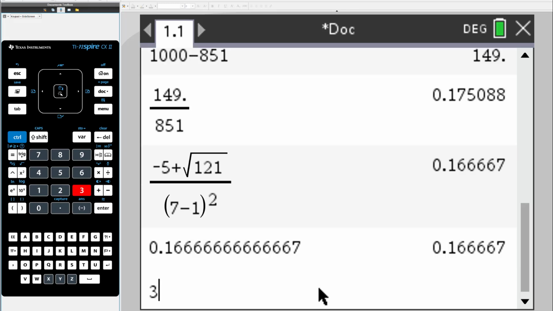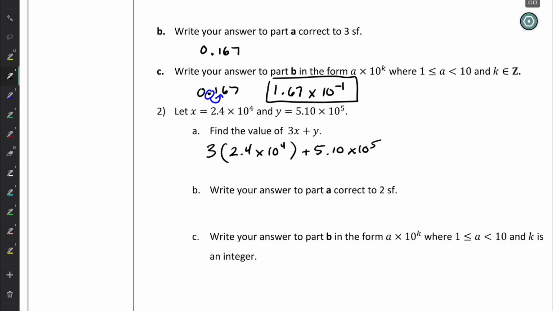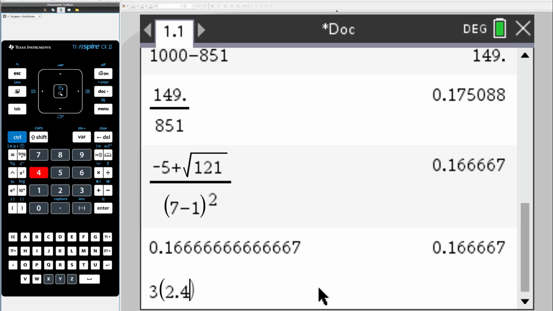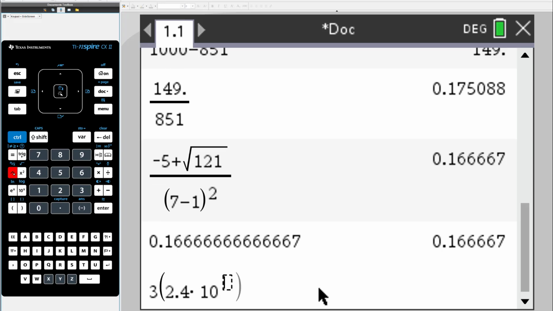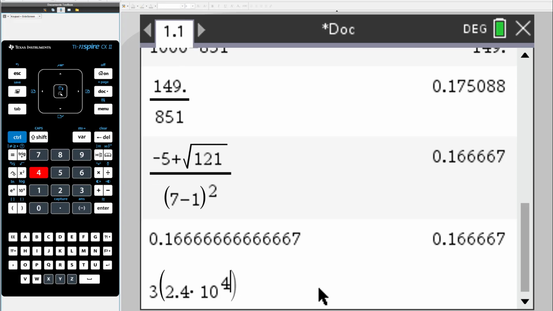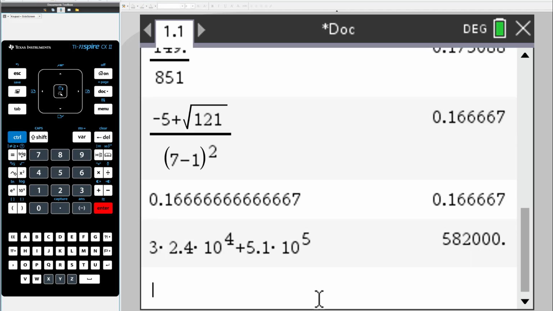Start with a new fresh line, 3, open up the parentheses, 2.4 times 10 to the 4. To get to the exponent, press the caret button. It's all the way over to the left. Press 4. Be very careful. Make sure that you use your arrows to arrow your cursor out of the exponent level. And now, out of the parentheses, then plus, open up your parentheses again for that other substitution, 5.10 times 10, raise it up to the 5th power. And hit enter, and there we should see 582,000.